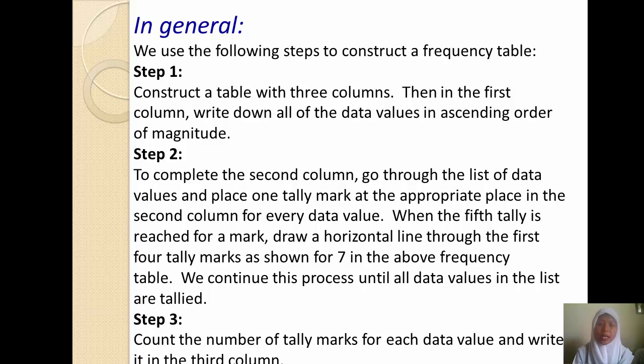When the fifth tally is reached for a mark, draw a horizontal line through the first 4 tally marks as shown for 7 in the above frequency table. We continue this process until all data values in the list are tallied. In step 3, count the number of tally marks for each data value and write it in the third column.